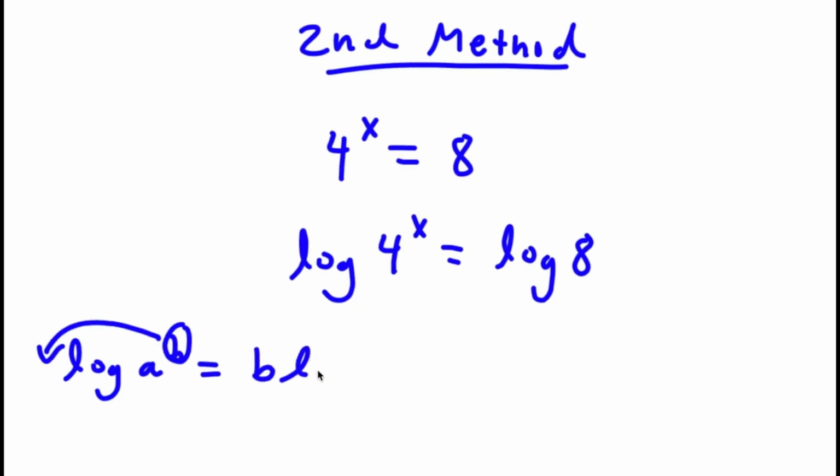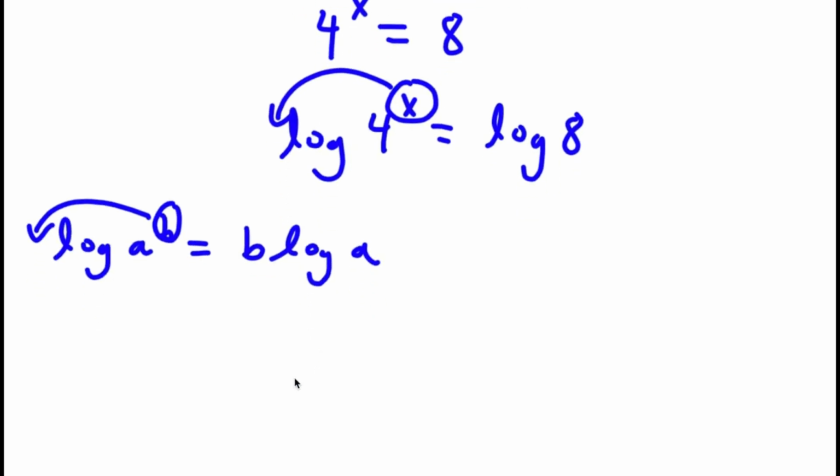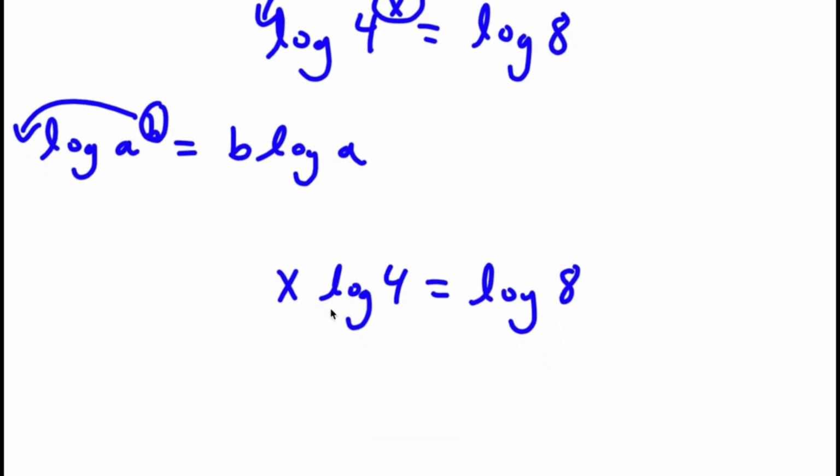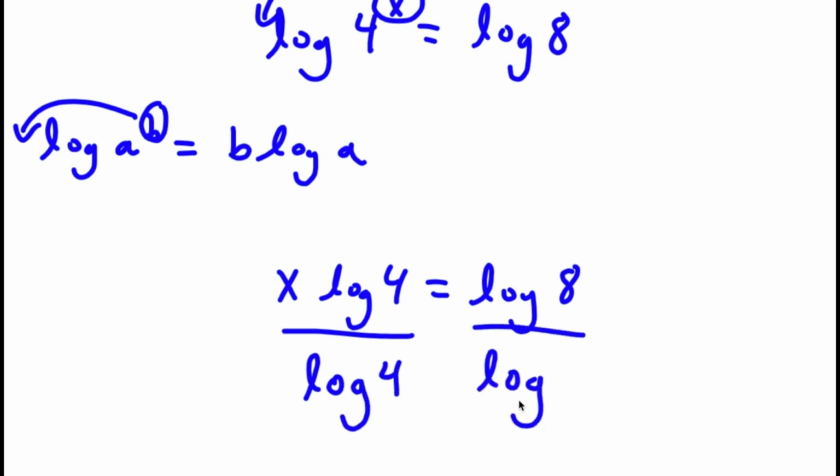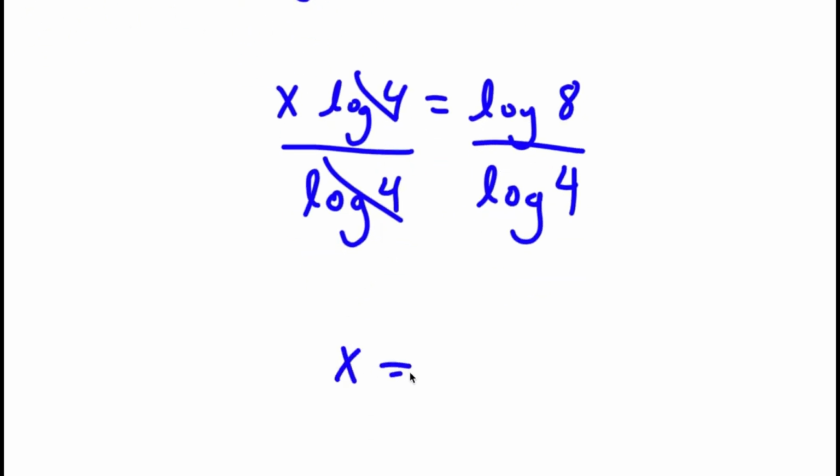So this is going to equal b times log a. So in this case, for log 4 to the power of x, I can move x to the front. So that's going to equal x times log 4, which is equal to log 8. Now I can simply divide both sides by log 4. These two cancel out, and I'll be left with x is equal to log 8 over log 4.